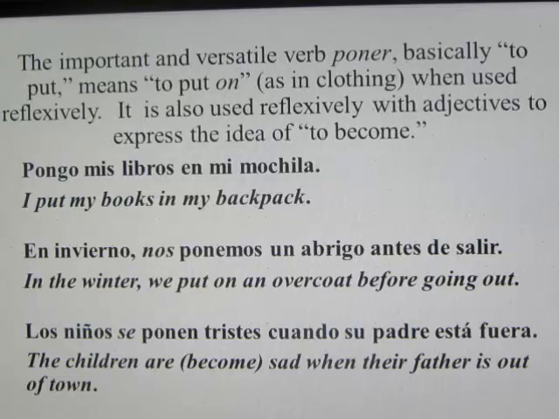The first example, I have just the basic way to use the verb poner. Pongo mis libros en la mochila. I put my books in my backpack. Now look at the second example. En invierno nos ponemos un abrigo antes de salir. In this case, since I mean to put on some kind of clothing, I have to use the verb poner reflexively. So that's why I say nos ponemos.